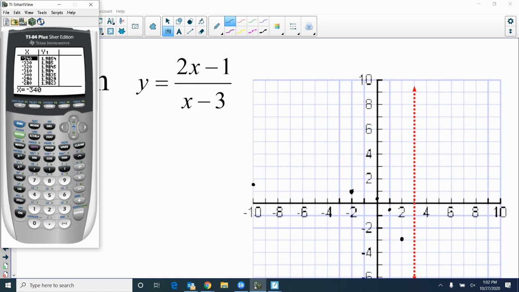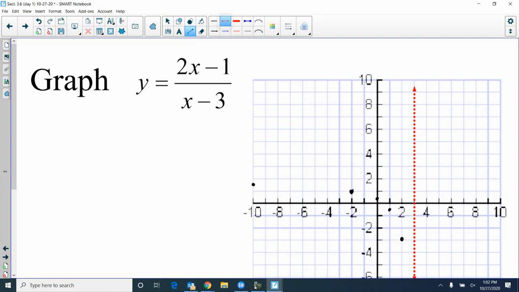I can change my table. I'm going to do second table set. I'm going to go to negative 5,000 and I'm going to go up by 100. Oops, I didn't want to hit that. I wanted to hit second table. 1.999. Okay. It's heading to the number 2. Is it going to get there? No, it's going to get really, really close, but it's never going to get there. That is a horizontal asymptote.